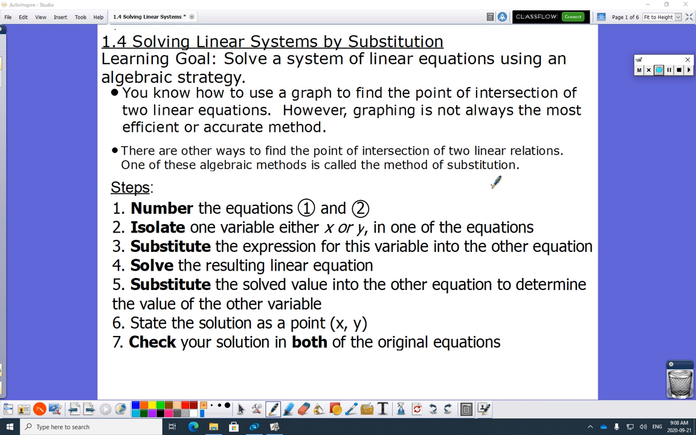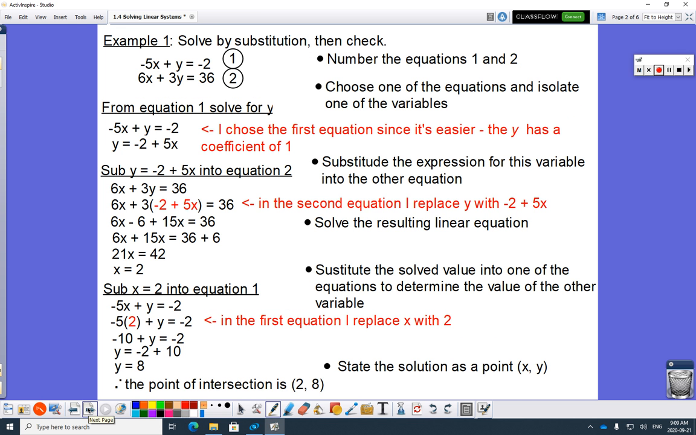Then you substitute the other one in, because we always want our point of intersection to be an ordered pair, right? An x value and a y value. And then of course, do a left side, right side check to get full marks. So the first example is all filled out for you, okay?